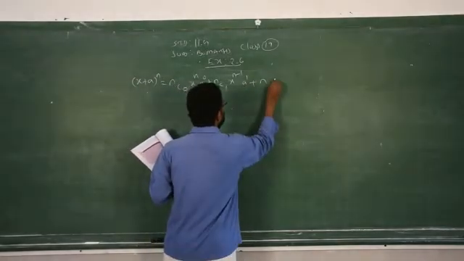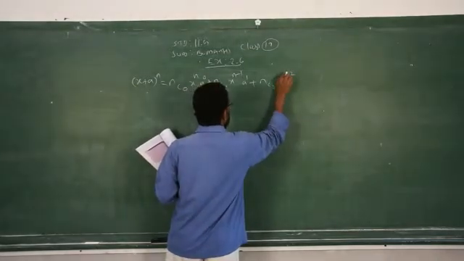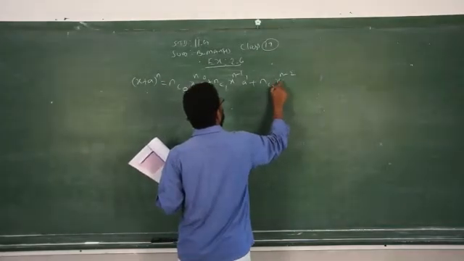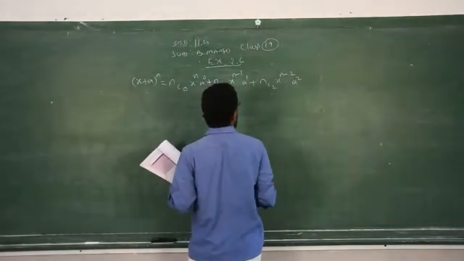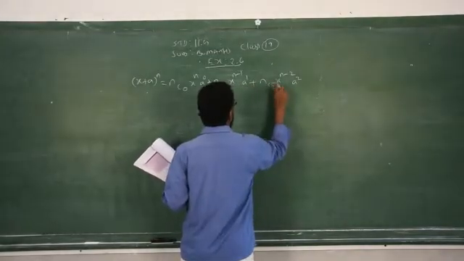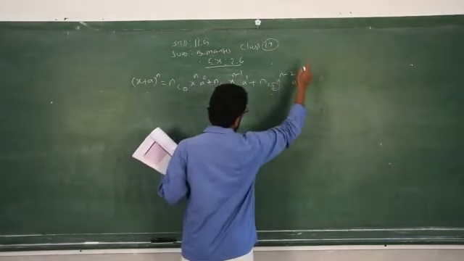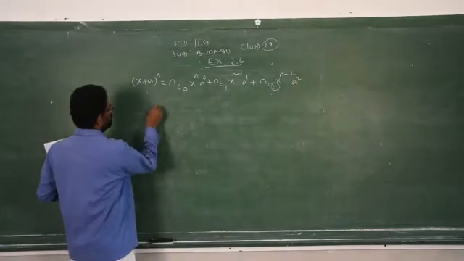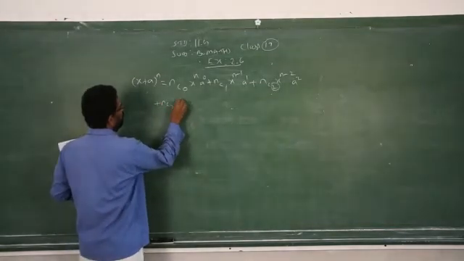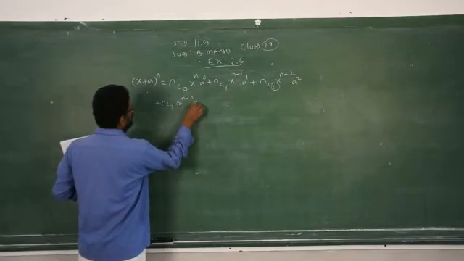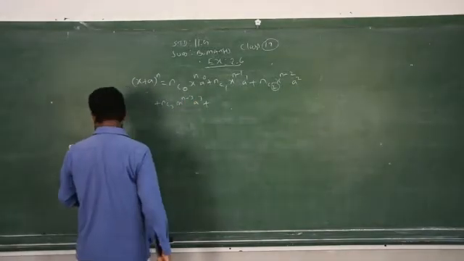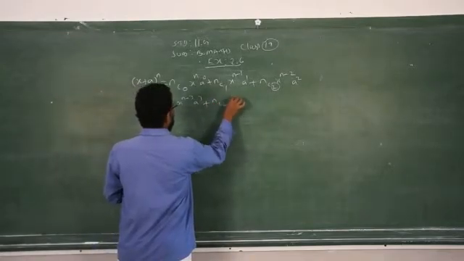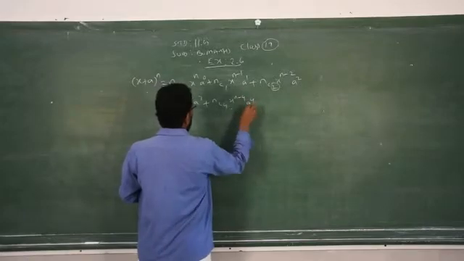nC2, x power n minus 2, subtract 2 from the power of x from n, then a square, add 1. So what will be there? You have to subtract the power of x, then you have to write the power of a as it is in the suffix. So what will come next one? nC3, x power n minus 3, a power 3, plus next one nC4, x power n minus 4, a power 4, and so on.